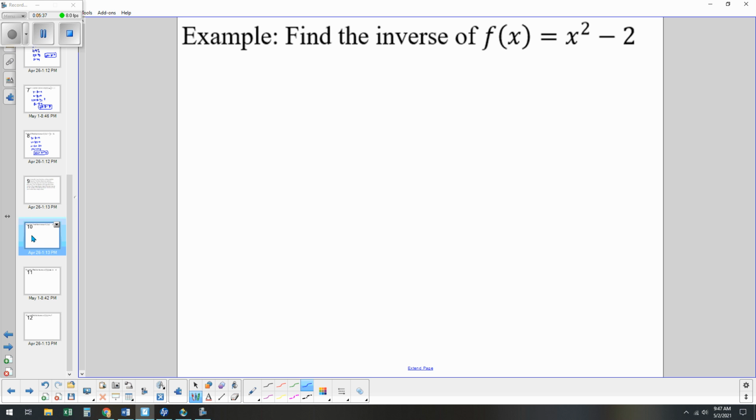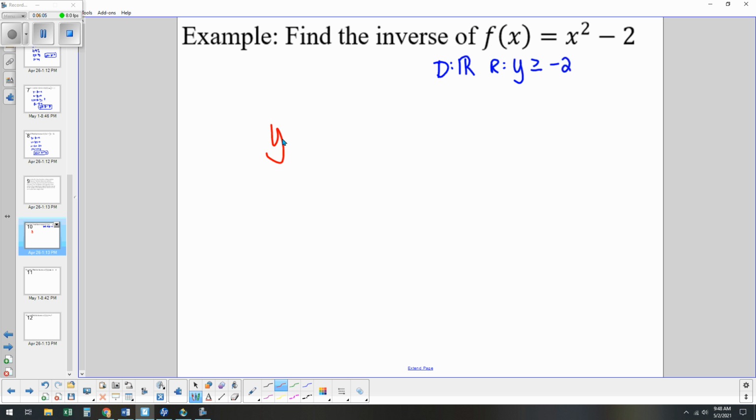So we want to find the inverse of f of x equals x squared minus 2. So this is a quadratic function. My domain would have originally been all real numbers, but my range, this is opening up, lowest point is -2, is y is greater than or equal to -2. So that means for my answer, I'm going to have a domain restricted to x is greater than or equal to -2. So remember to put that in at the end.